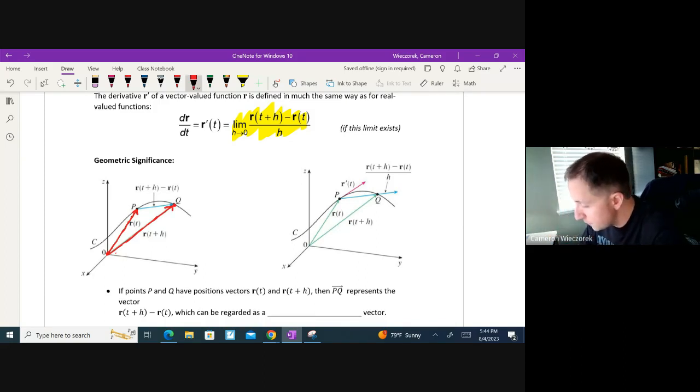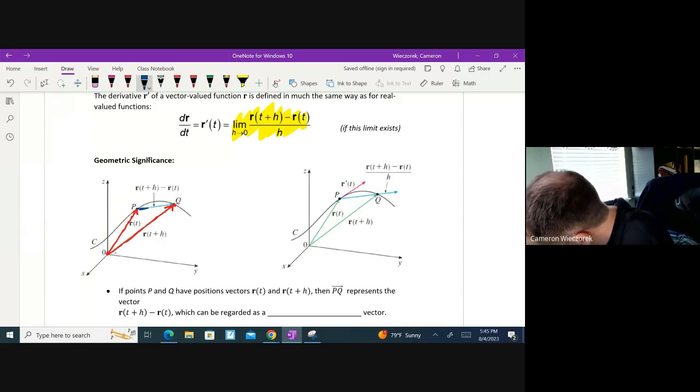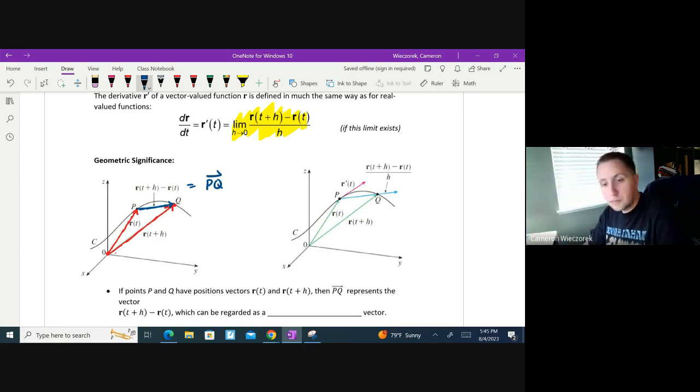And so the difference between those two vectors, if you use the tip-to-tail method using vector addition, I'll draw this one in blue, this vector PQ ends up being the difference between r of t plus h and r of t. And you can check that with vector addition. Well, what about this division by h? What's that going to do? All that's going to do is rescale that blue vector and make it longer.